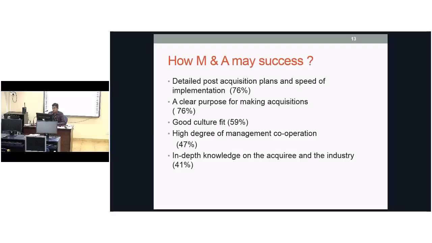Detailed post-acquisition plans and speed of implementation. I know companies like Unilever, when they have these acquisitions, have a detailed post-acquisition plan. They know exactly how things are going to change. What would be the new positions? What is the new hierarchy or organizational structure? A may have a previous organizational structure, B also has an organizational structure, but when they come together, what would be the new organizational structure? What new positions are going to be created? And what positions have to be got rid of?